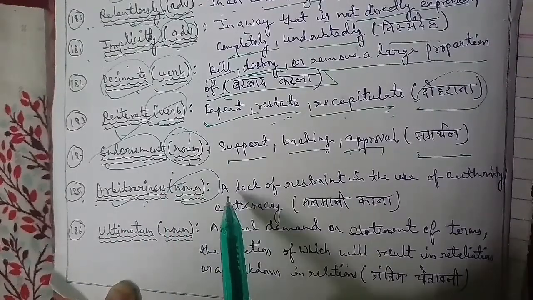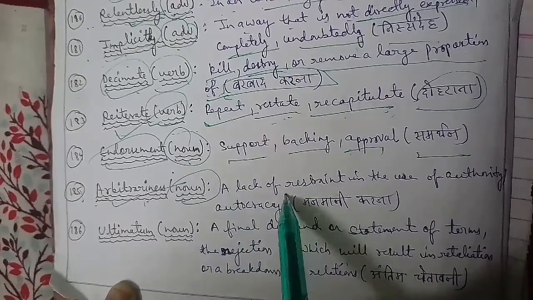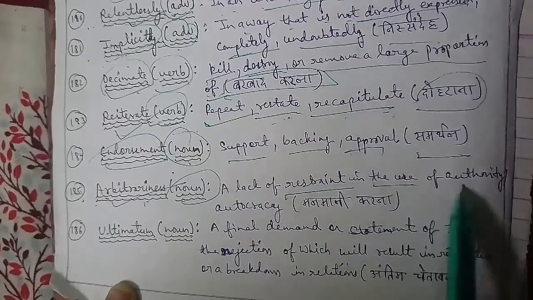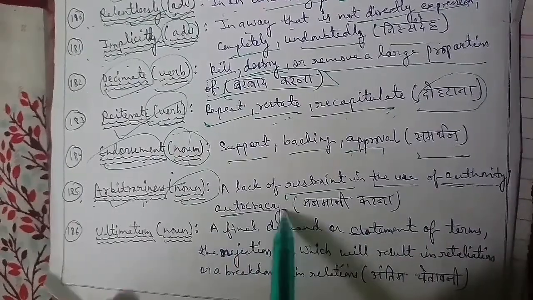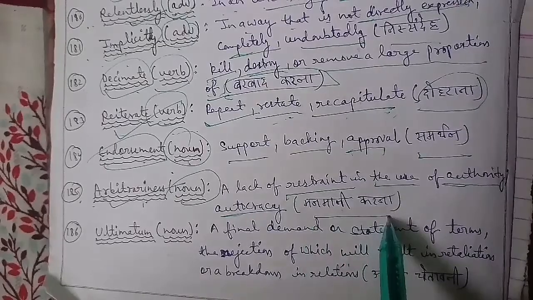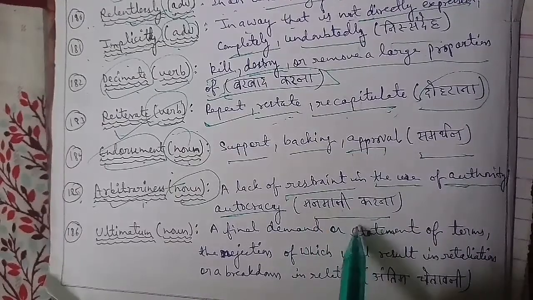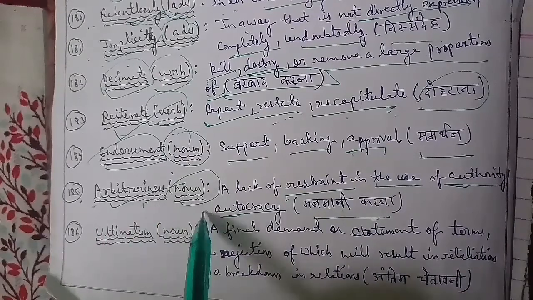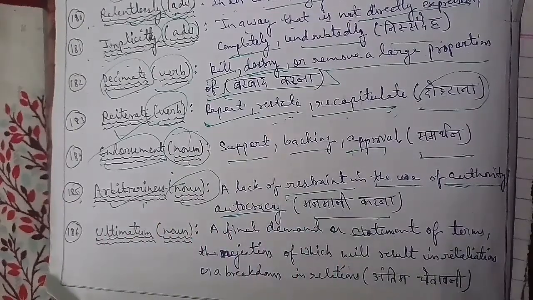Arbitrariness is a word that is used as a noun, and the meaning of arbitrariness is a lack of restraint in the use of authority or autocracy. In Hindi you can say manmani karna, apni manmarzi ka karna. For that sake you are using the word arbitrariness, where there is a lack of restraint. You have to be very clear on these words, and you can use them in your normal day-to-day language also, so that it could improve your English. That is what the focus is all about.